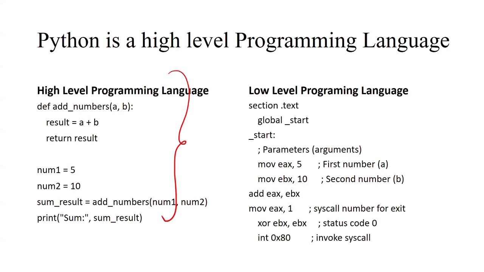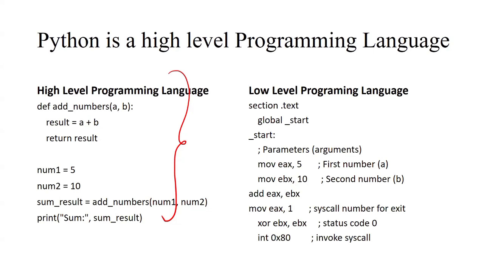Addition of two numbers. Sorry? Addition of two numbers. Are you sure? Yes, Santosh. Okay. How do you know this? Because they have written a result equal to a plus b. And at the top they are defining numbers a comma b and giving number 1 is 5, number 2 is 10. Okay.